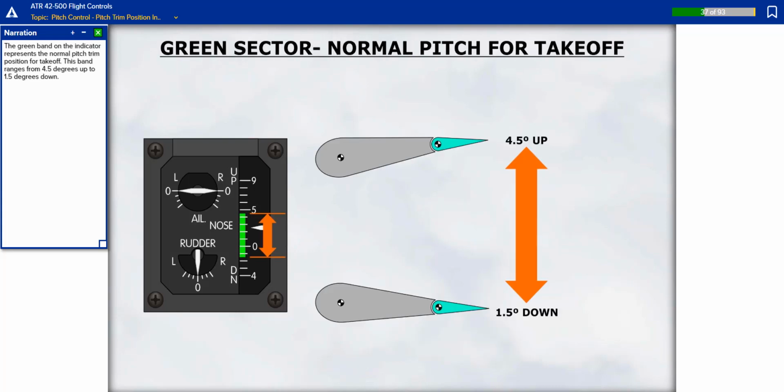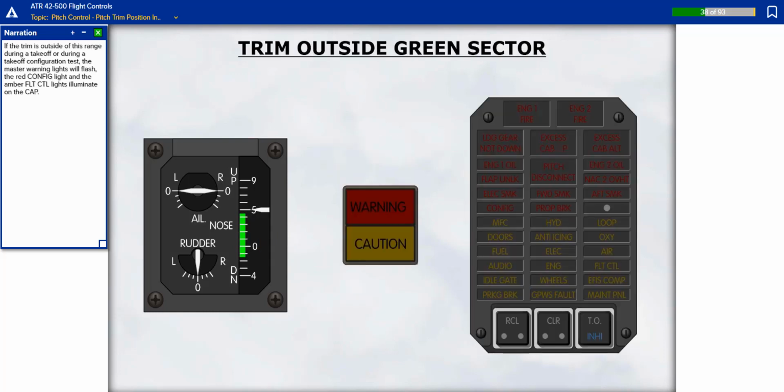The green band on the indicator represents the normal pitch trim position for takeoff. This band ranges from 4.5 degrees up to 1.5 degrees down. If the trim is outside of this range during a takeoff or during a takeoff configuration test, the master warning lights will flash, the red configuration light and the amber flight control lights illuminate on the crew alerting panel.